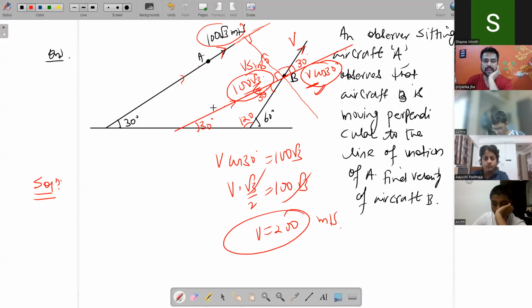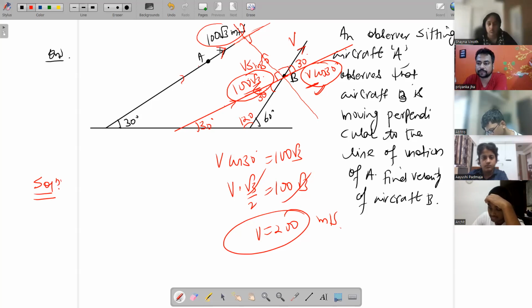See, just draw a line parallel to this plane, because we should know that A will observe B moving perpendicular to the line of motion of A. So a line that is perpendicular to this line. So I'll try to draw an axis having this line as one axis and perpendicular to this line as another axis. So it's obvious that another line will be parallel to this line. So I just drew a line parallel to this line.